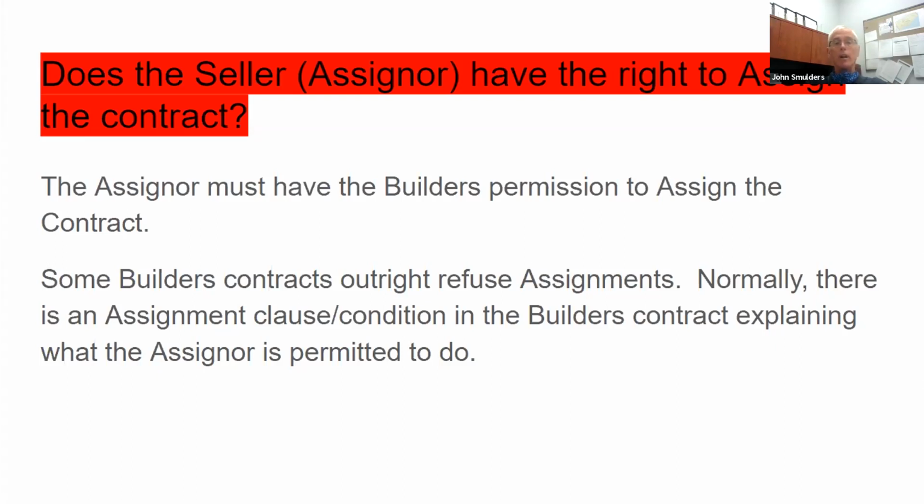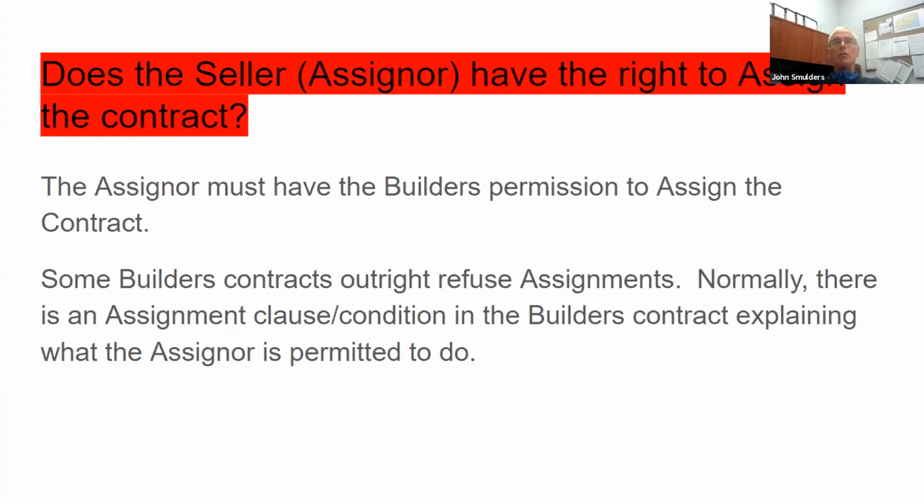Some builders' contracts outright refuse assignments. Normally in an assignment, there is an assignment clause or conditions in the builder's contract explaining what the assignor is permitted to do. Most builders' contracts have a paragraph buried somewhere in the 15, 20, 25, 30, 35 pages. That's called assignments.